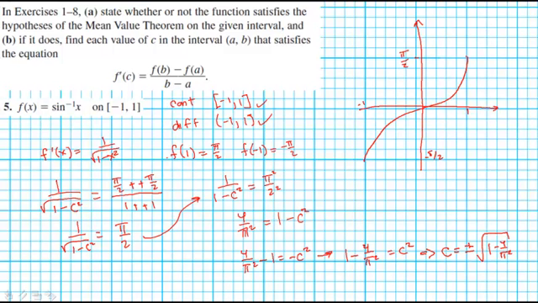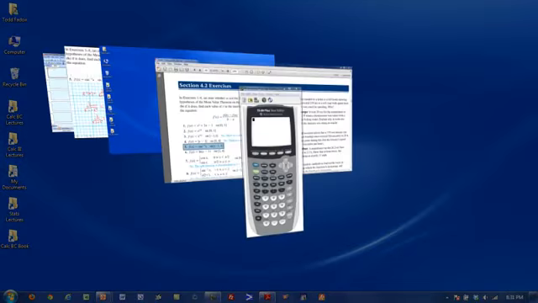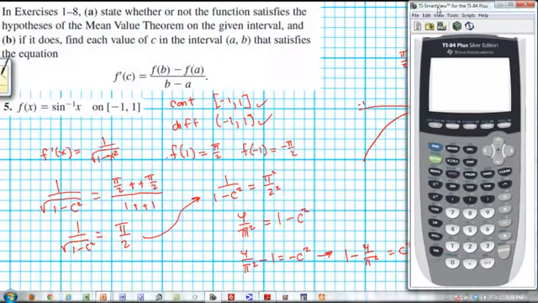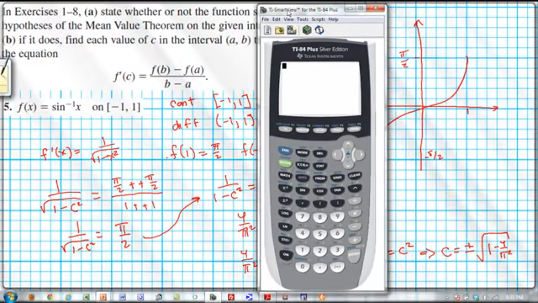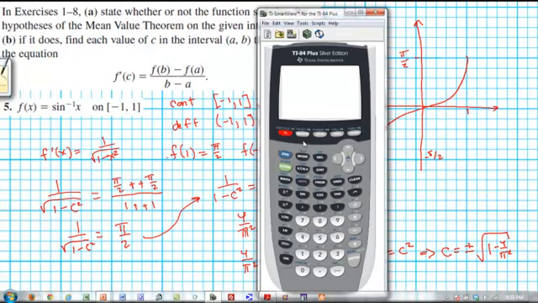Now, what we can do at this point is we can try to confirm that on the calculator. Let's go ahead and try that. Let me bring up the calculator. Let me get it over the way here, and I'm going to put into y1 my derivative function, 1 divided by the square root of 1 minus x squared.